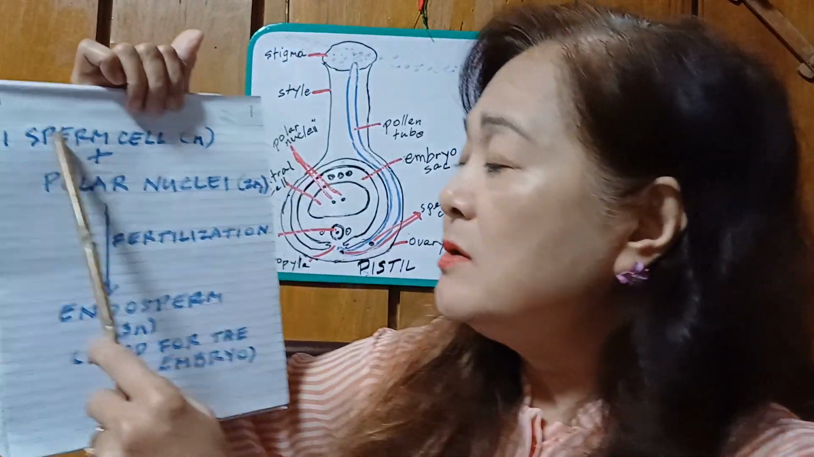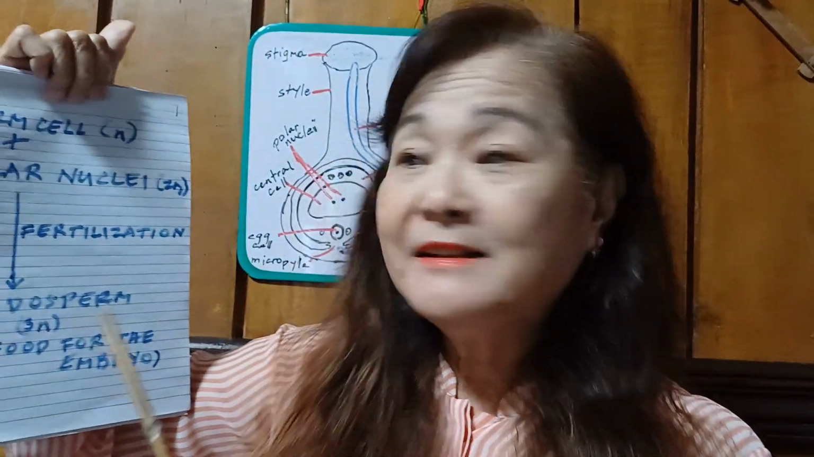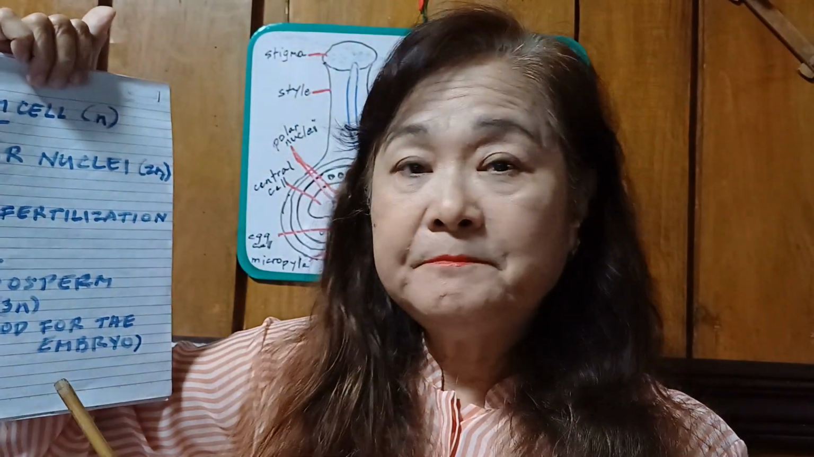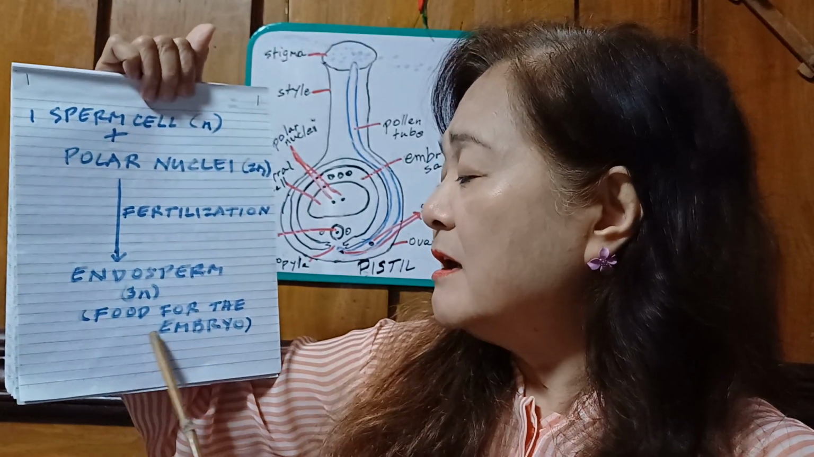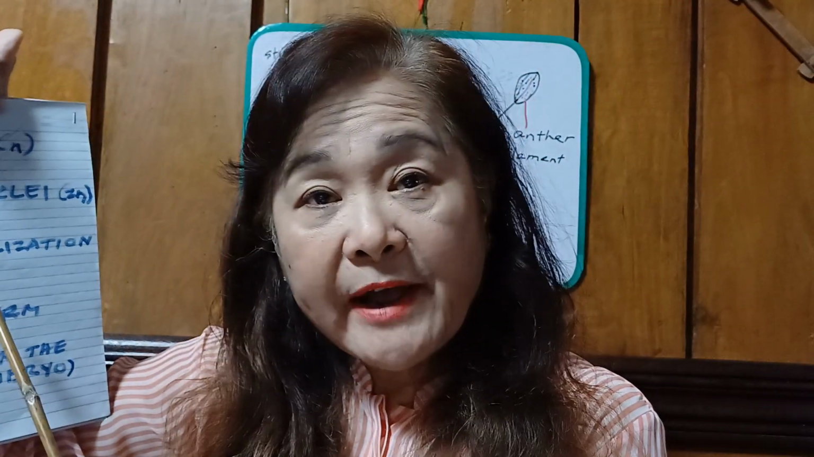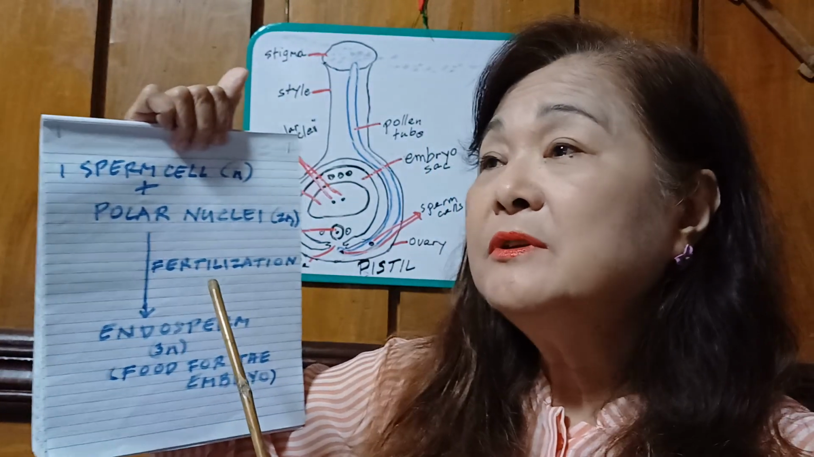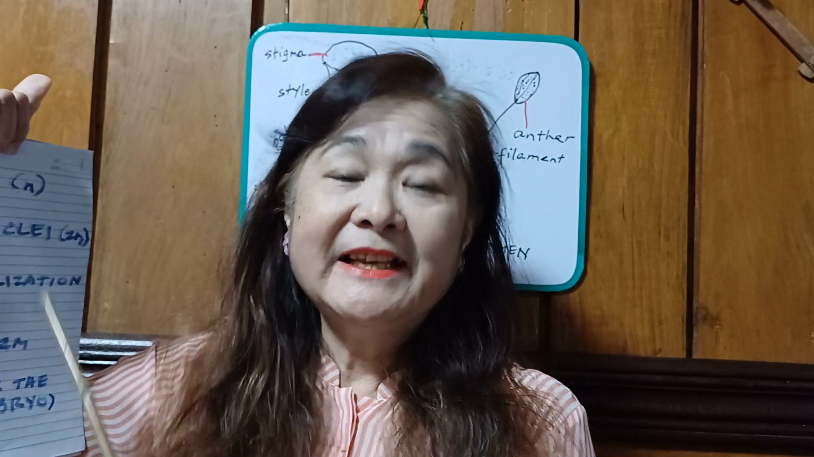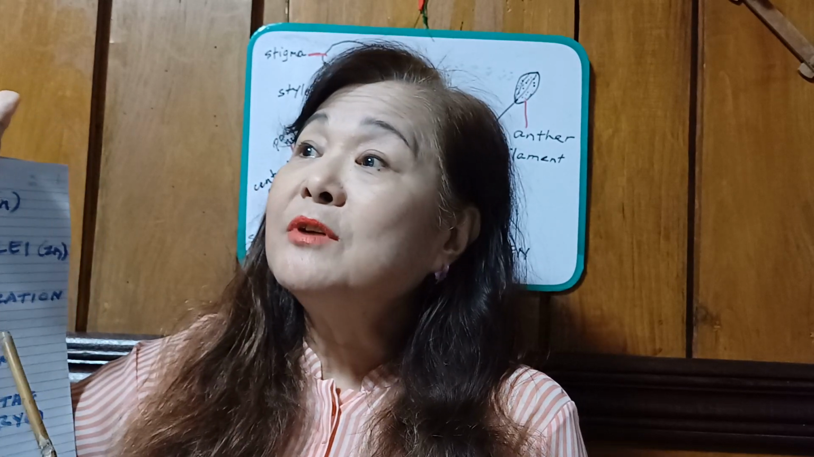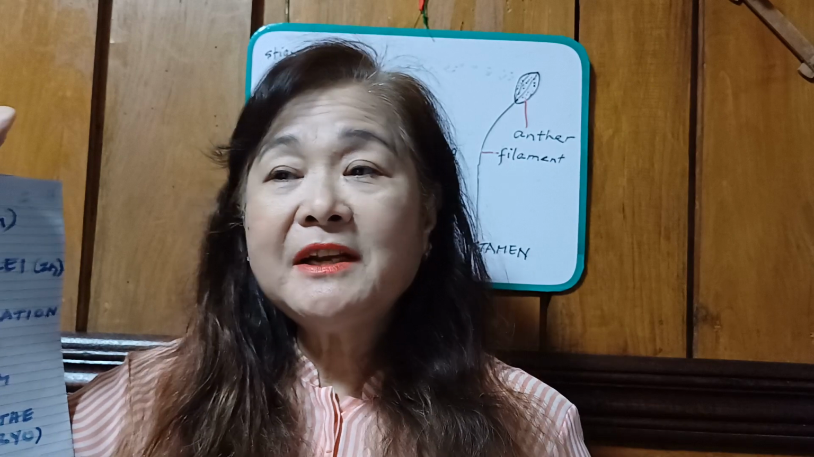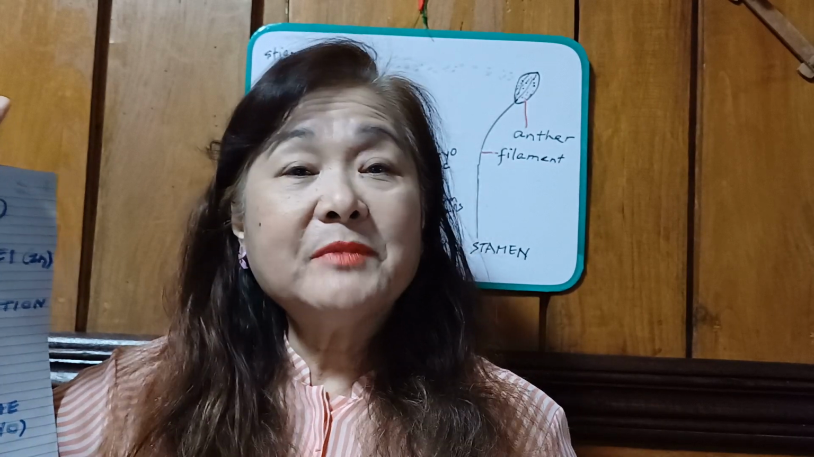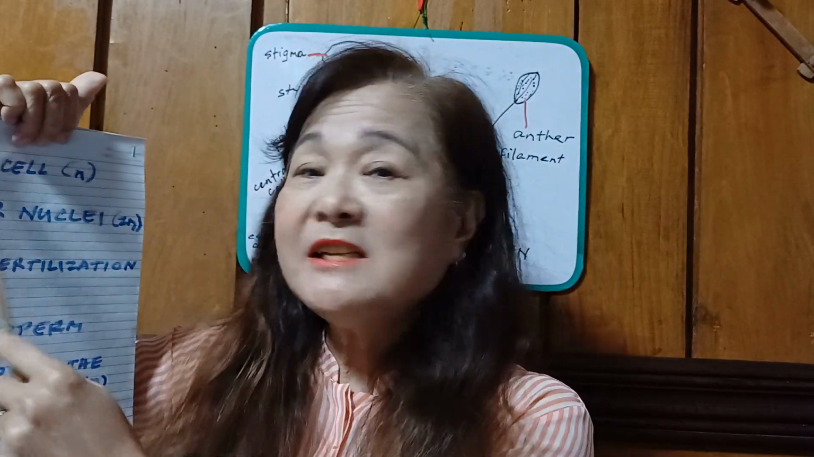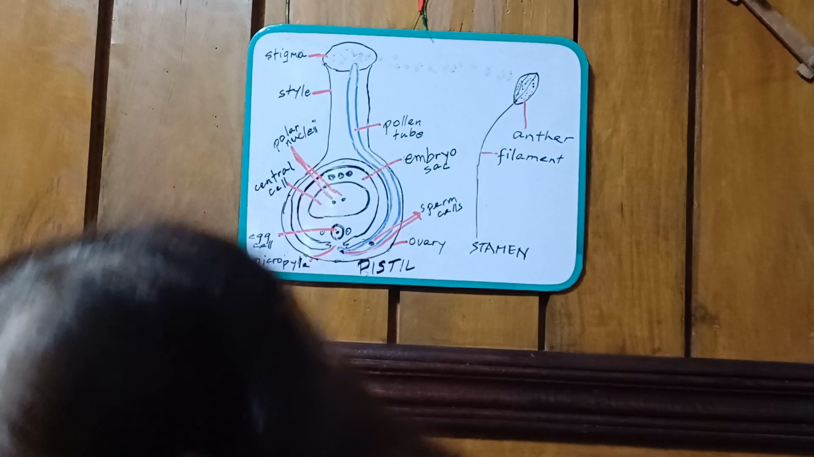Note, there is no second fertilization in animals. There's no endosperm in animals. Why? They don't need an extra food from the endosperm. Because the food of the embryo is being provided for by the placenta in mammals. And it's also provided for by the yolk in fishes, amphibians, reptiles, and birds. So there's no need for a second fertilization in animals. This is unique in plants.